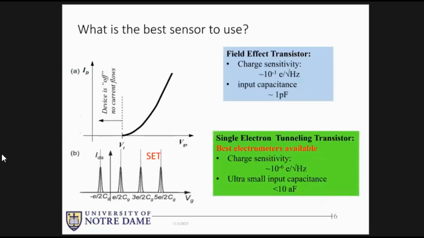Now, what kind of sensor can we use? In principle, one can use field effect transistors, but they're very inefficient compared to single-electron transistors, which are the best electrometers available on Earth. And you can achieve sensitivities down to 1 microelectron per square root hertz, meaning that you can resolve very small increments of charge.